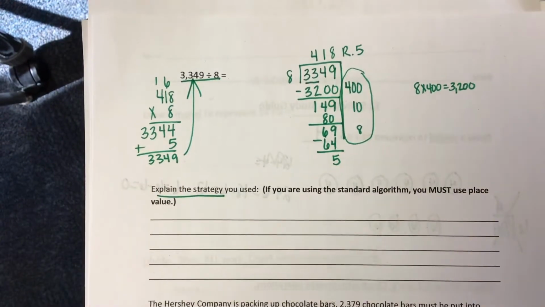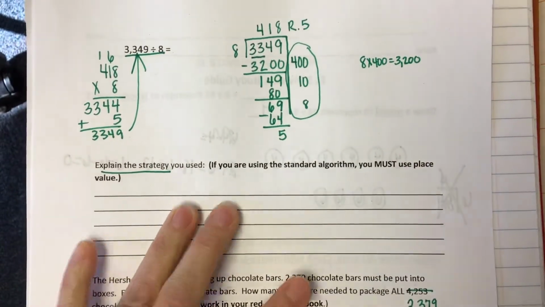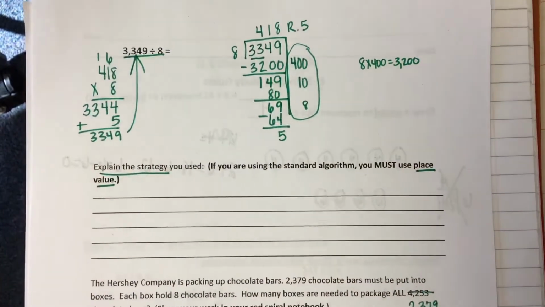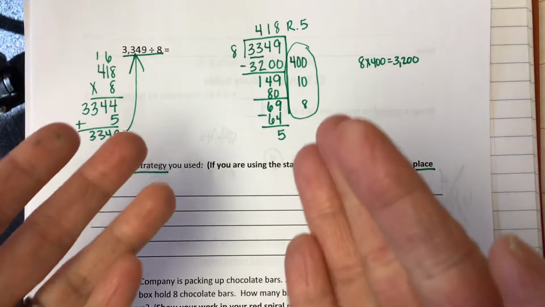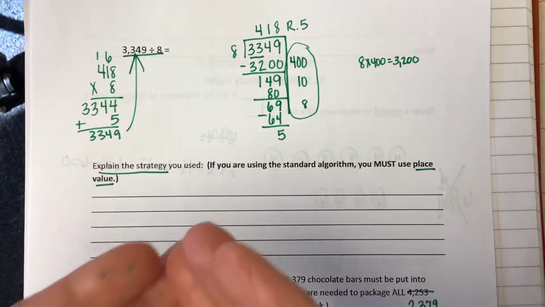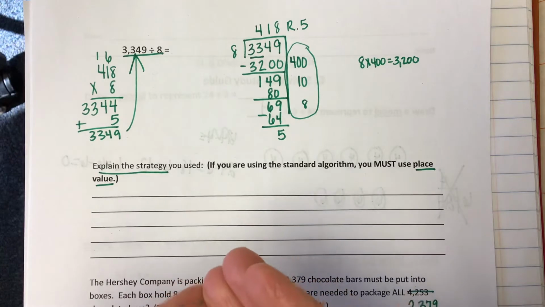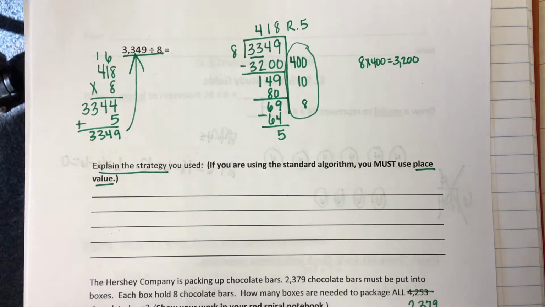Now, this question says, explain the strategy. There is a question on your post test that asks you to explain your strategy. You must explain a place value strategy. This is the one question on the test that you will not be able to use the standard algorithm. Okay, you will need to use partial products or the Fantastic 7.